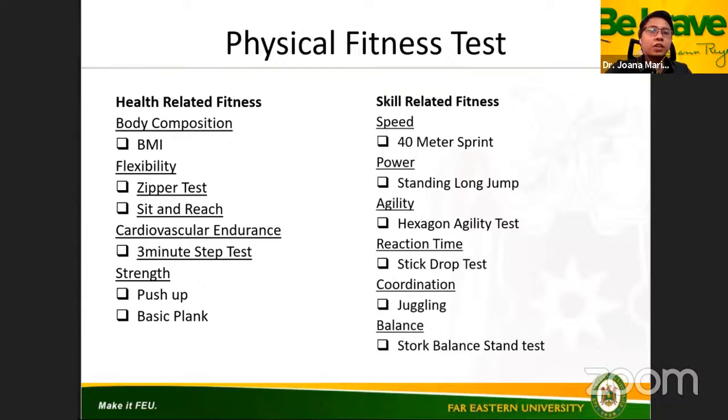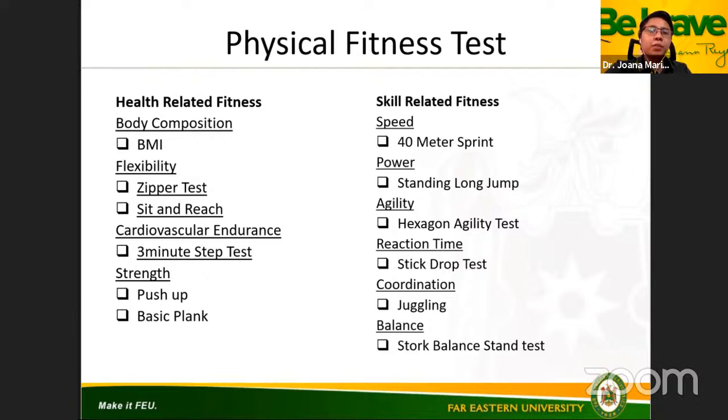For the cardiovascular endurance component, we have the 3-minute step test. And for the strength, we have push-up and basic plank. And for the skill-related fitness, for speed, we have the 40-meter sprint. For power, we have standing long jump.